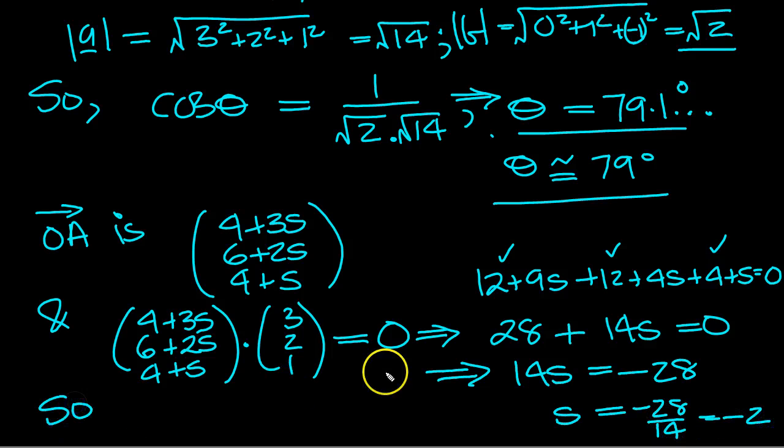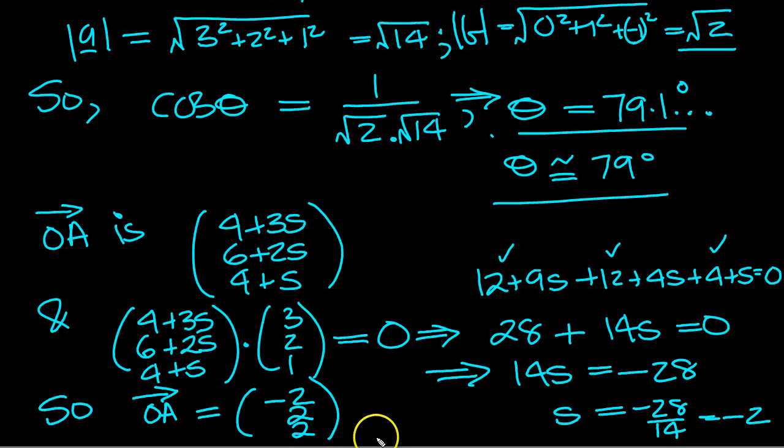So the vector OA is equal to, with s as minus 2 in here, 4 minus 6 is minus 2, 6 minus 4 is 2, and 4 plus minus 2 is also 2. So minus 2, 2, 2 for the vector OA.